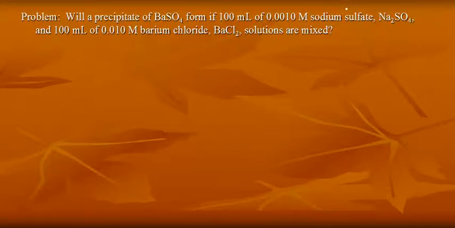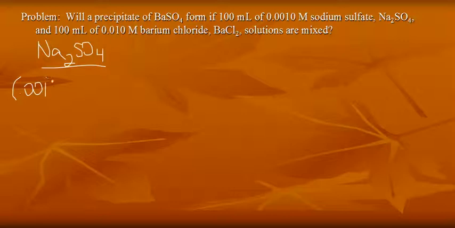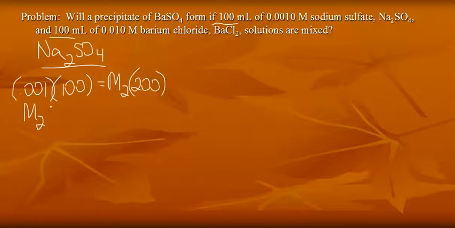Well, the first thing we do when we mix solutions, the concentrations decrease by the equation M1V1 equals M2V2. So for sodium sulfate, my initial concentration is 0.001 and my initial volume is 100 mL. We're going to set that equal to M2 times V2. Now V2 is the total volume. We have 100 mL of both solutions, so the total volume is 200. So M2 is the concentration of sodium sulfate, which is 5 times 10 to the negative 4th molar.